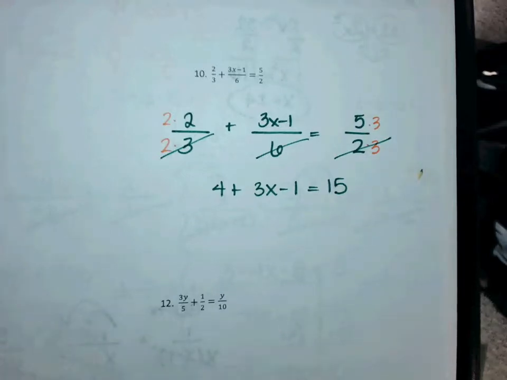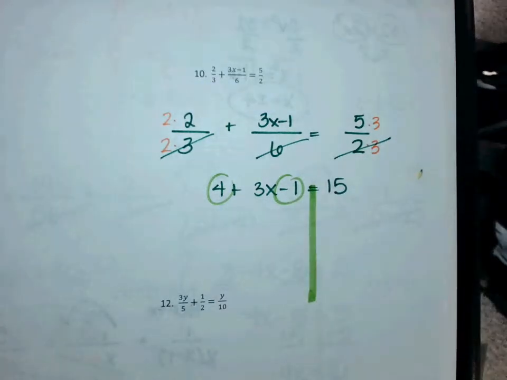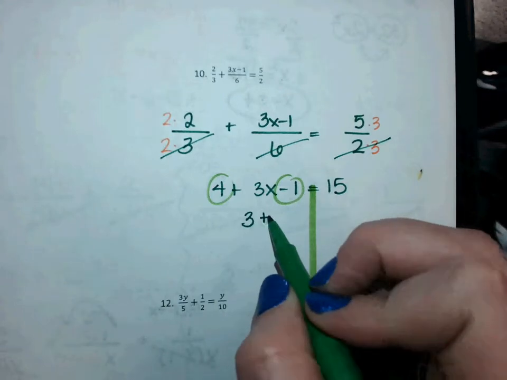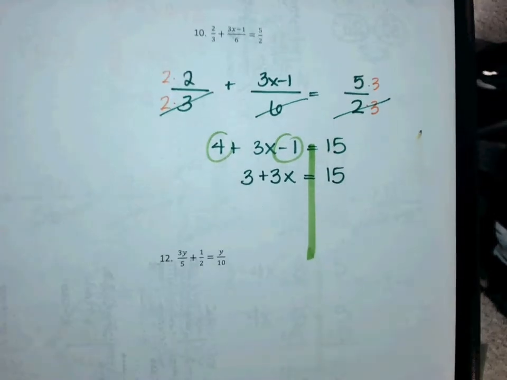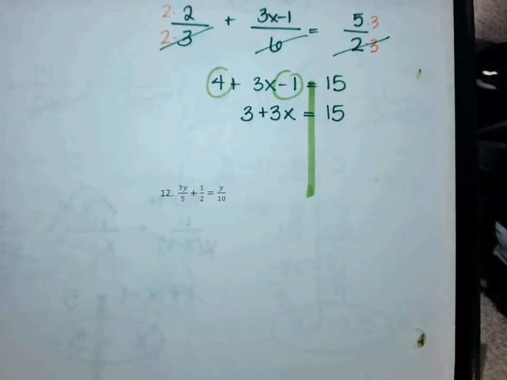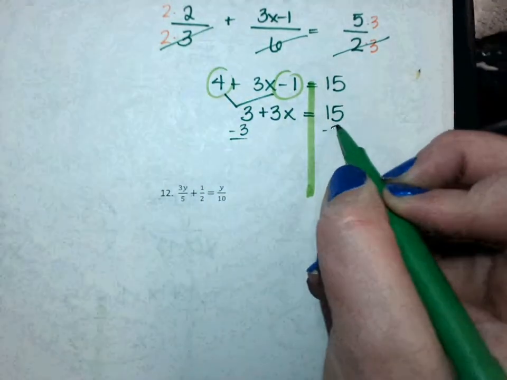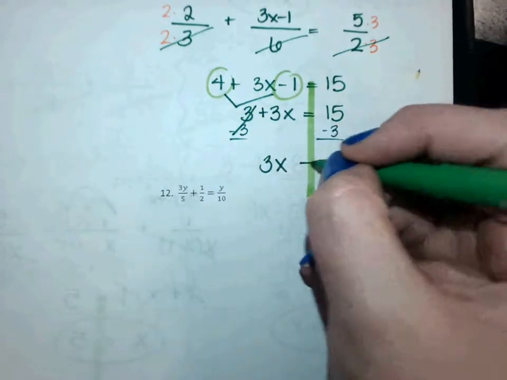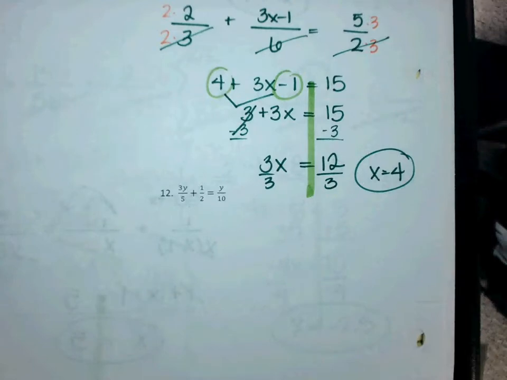Okay? Now, when I put my bars down here, I can combine the 4 and the minus 1 because they're already together on the same side of the tracks, if you will. Okay, so 4 minus 1 gives me how many? 3 plus 3x. So I'm going to combine those first and then bring it across. So I did 4 and minus 1 gives me 3x. Then I'm going to minus the 3 off and keep solving from there. So 15 minus 3 gives me how many? 3x is 12. Divide by 3. X is 4. Good? Okay.